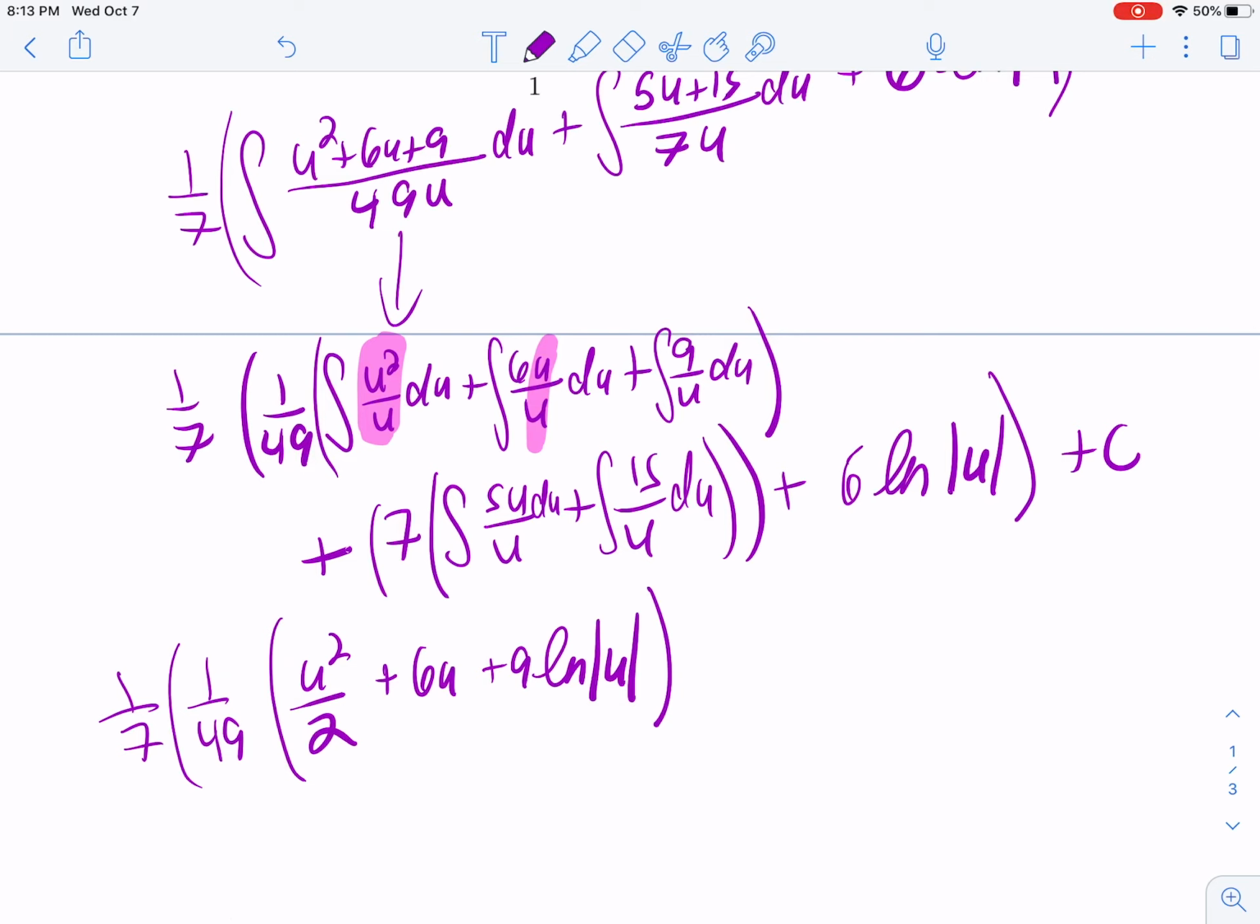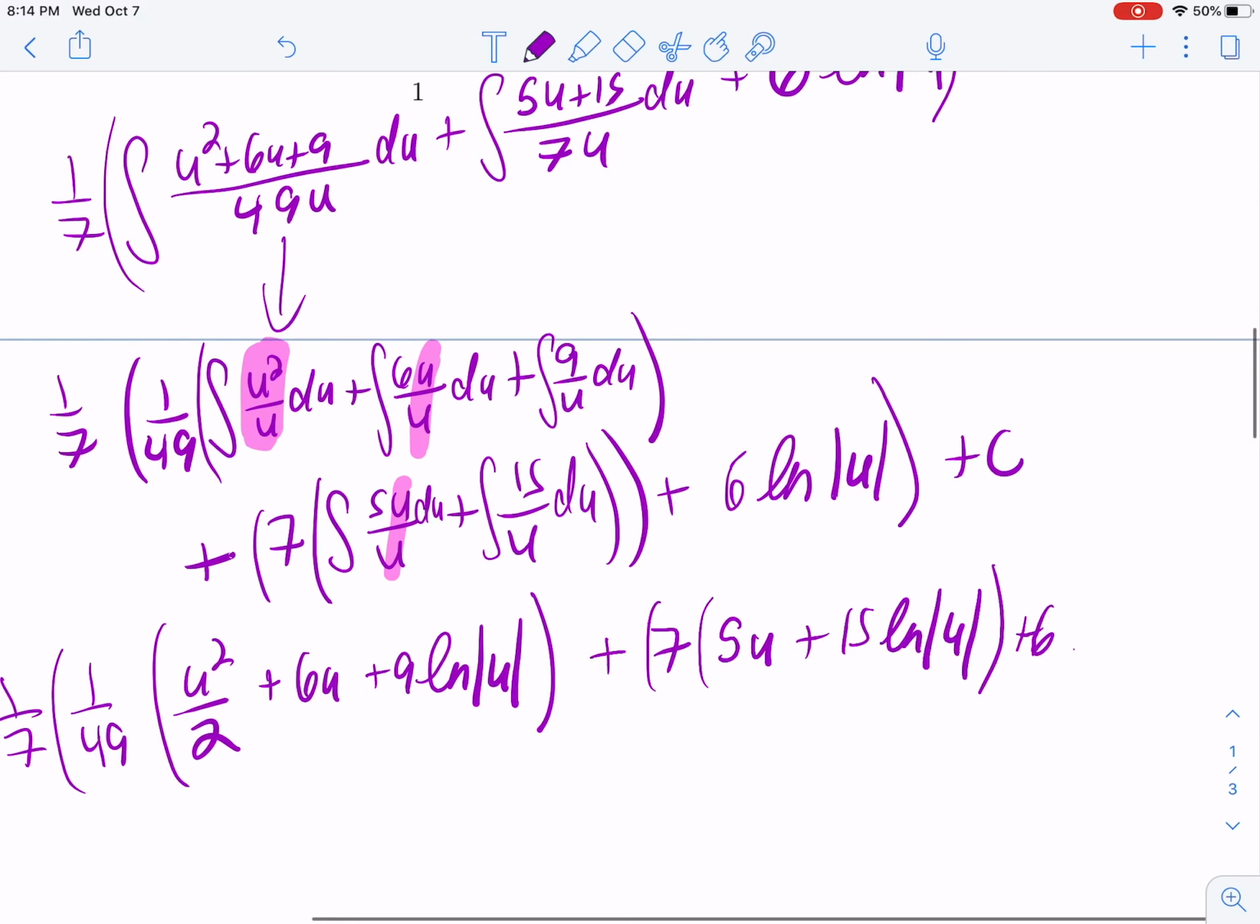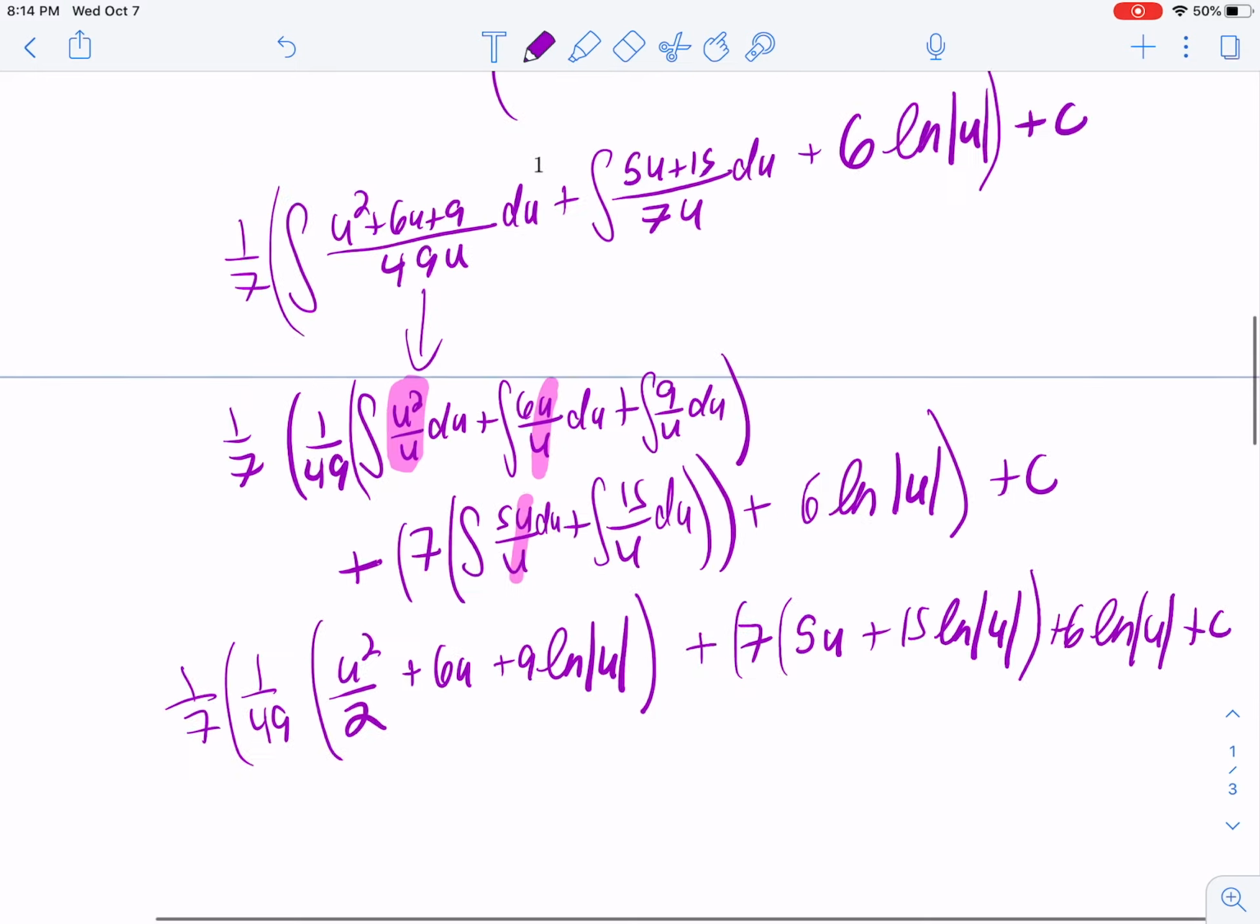Similarly, 5u over u, those two u's will just cancel, right? We get the integral of 5. Integral of 5 is just 5u. Then we got 15 over here, so it's plus 15 ln of u. Then we got plus 6 ln of u plus c.